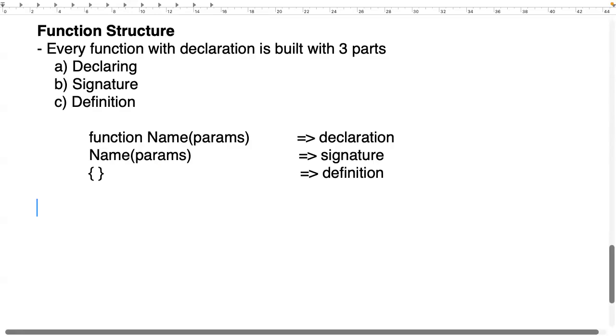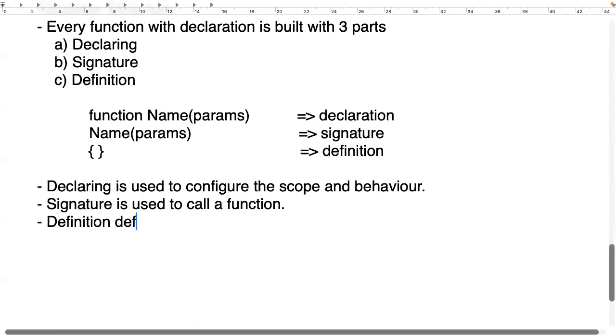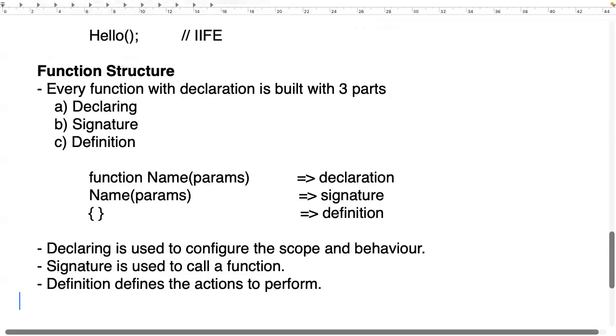These are very, very important in function. What is the purpose of declaration? Declaring is used to configure the scope and behavior. Signature is used to call a function. And definition defines the actions to perform. What actions it should perform, that is definition. So every function has these three important parts. I hope this is also clear. Whenever you write a function, it will have a declaration, signature, and definition. So this is structure.